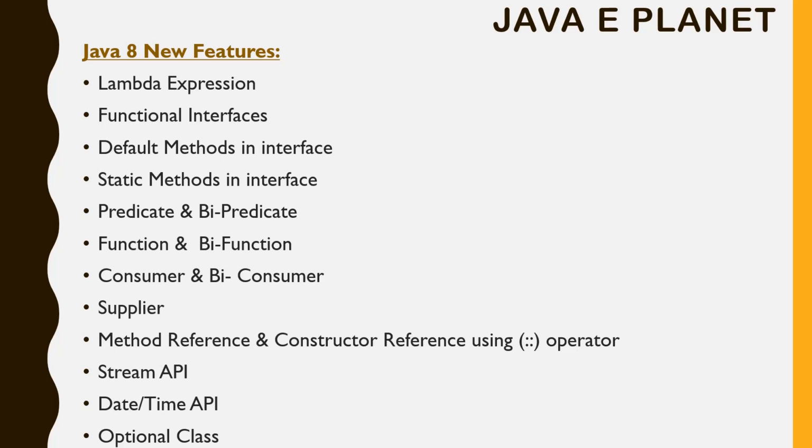And the next is Date and Time API. And the next one is the Optional class. These are the main important Java 8 new features. In this course, we will completely master all the features to the point.